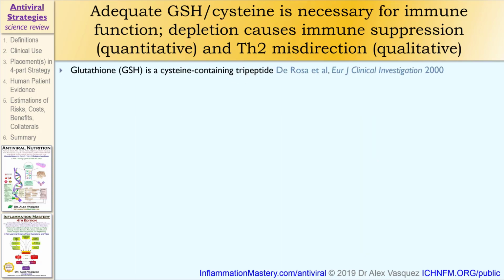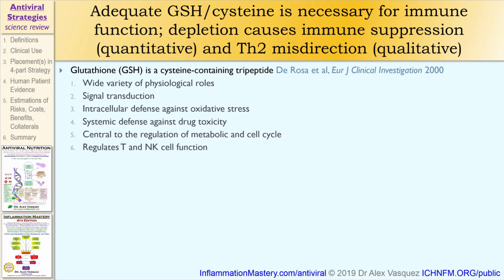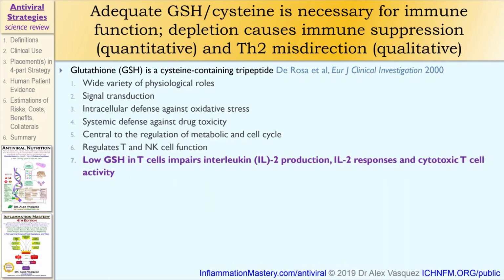Glutathione, as we all know, is a cysteine-containing tripeptide. Glutathione has a wide variety of physiological roles, including signal transduction, also intracellular defense against oxidative stress, systemic defense against drug toxicity, central to the regulation of the metabolic and cell cycle. It also regulates T cell and natural killer cell function, so that's obviously the immune system.